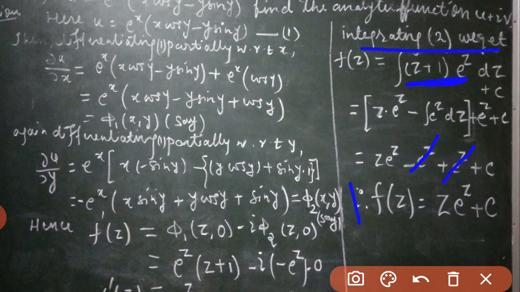Therefore, we have f of z equal to z e to the power z plus c, and this is our required analytic function when u is given as e to the power x, x cos y minus y sin y, by the Milne-Thomson method. I hope you all understand very well.